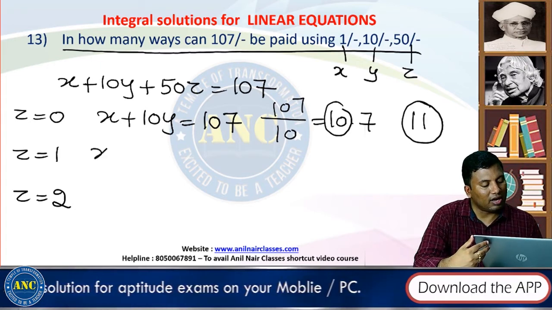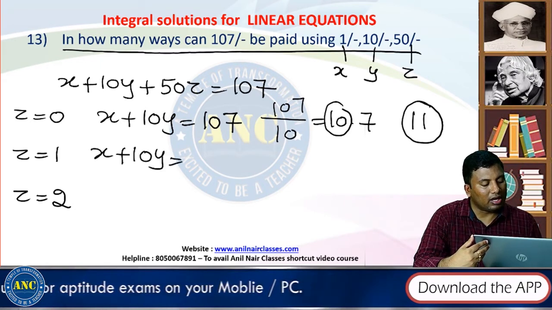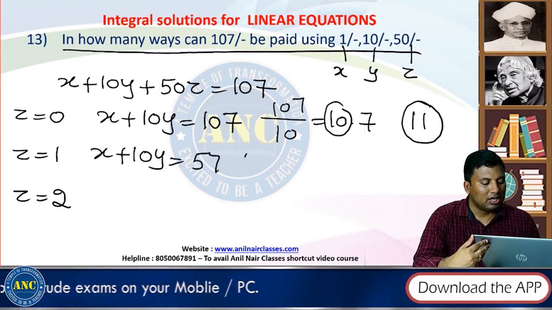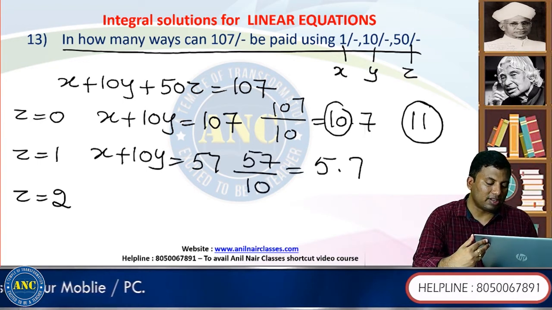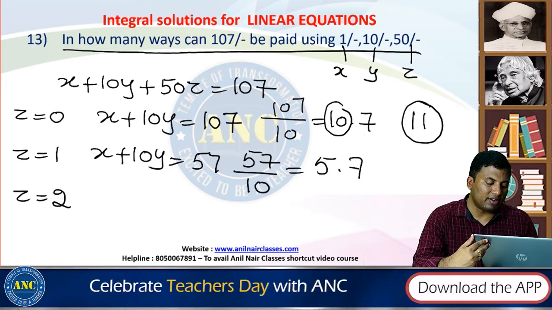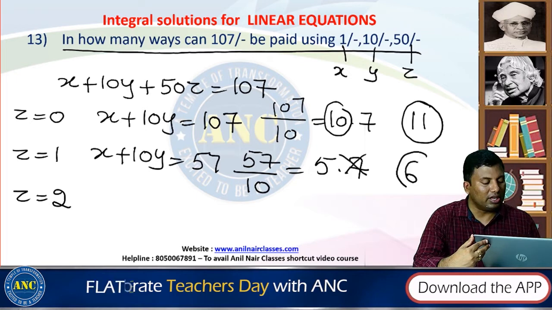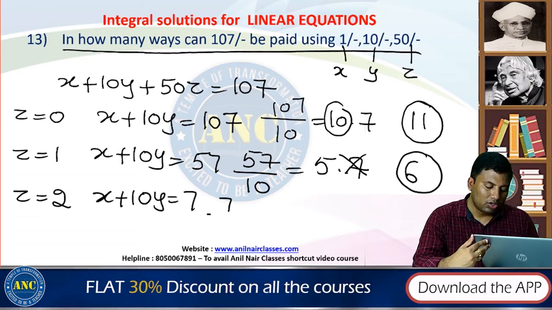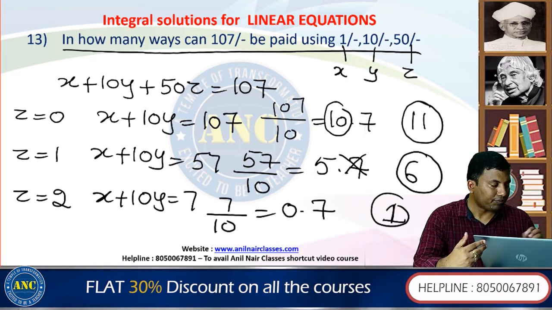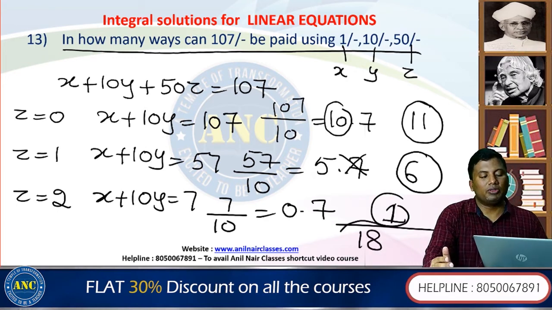Z is 1. x plus 10y is 57. So 57 by 10 is nothing but 5.7. 5 will be positive, 6 will be non-negative. Z is 2. x plus 10y is 7. 7 by 10 is nothing but 0.7. 0 positive, so it is 1 non-negative. 11 plus 6 plus 1 is 18. I hope the idea is clear.